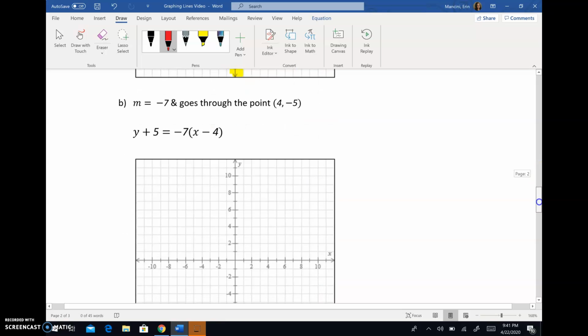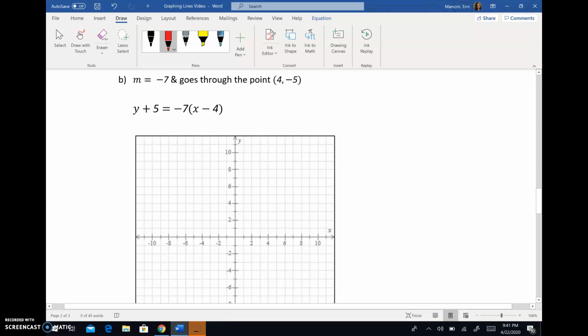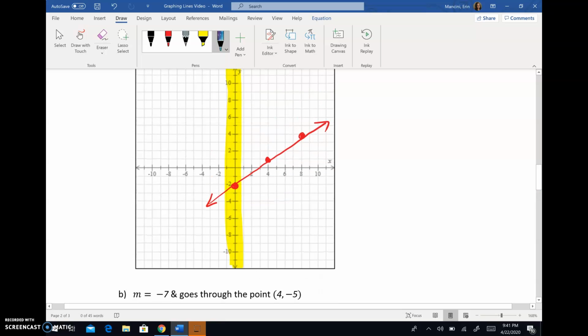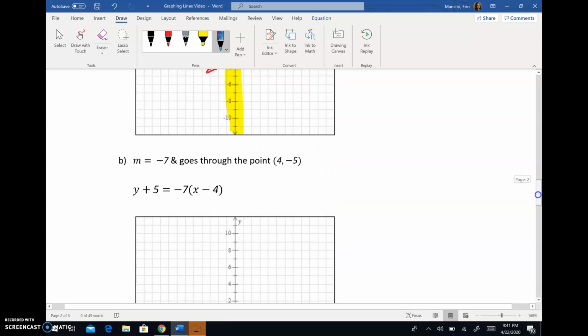What I really want to talk about is how you graph when you have point-slope form. So as a reminder, when you have point-slope form, you have a slope, which in this case was -7, and you have a point, which was 4, -5. And you're going to graph this line the exact same way you graph from slope-intercept form, right? We started with a point and then we moved from there. The only difference is your point is not necessarily going to be right on the y-axis. You're going to have any point.